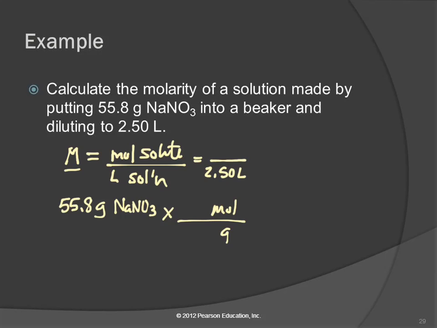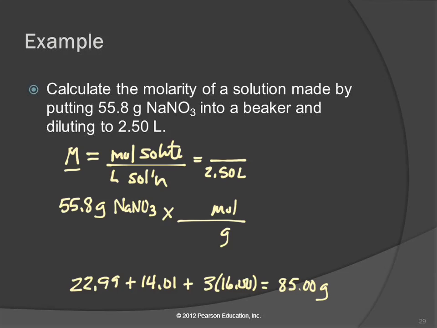So we have moles on the top and grams on the bottom. This is molar mass. So for molar mass, we look at the formula. We've got 1 sodium. 1 mole of sodium would be 22.99 grams. And we have 1 mole of nitrogen, which is 14.01 grams, and 3 moles of oxygen, 16 grams each. 22.99 plus 14.01 plus 3 times 16 equals 85. 85 grams is equal to 1 mole.